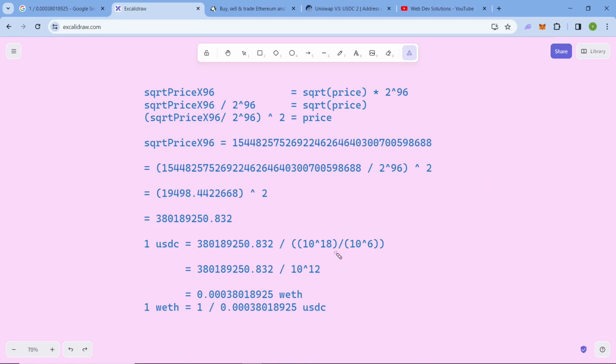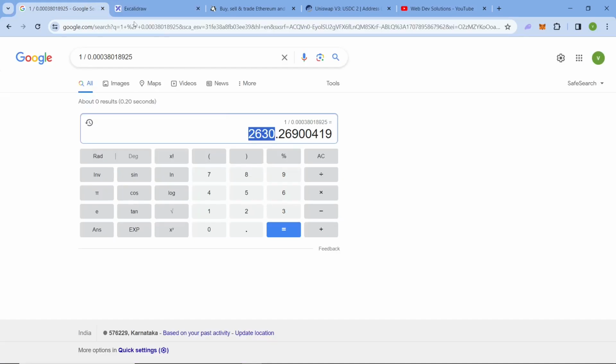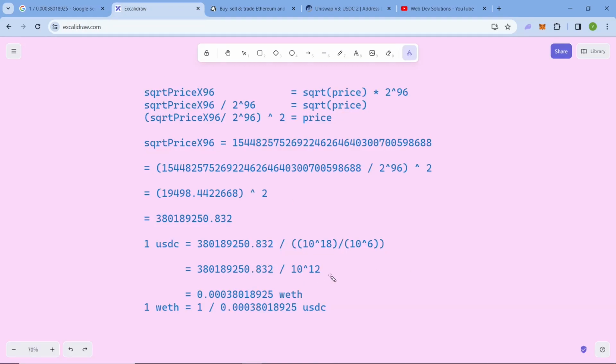So we are dividing 18 by 6, and we just have to remove zeros, which will result in 10 power 12. We just have to complete this expression first. You can just paste it in Google, and after that we get this variable over here. So let's compute further. What we do is divide this number by the result over here.